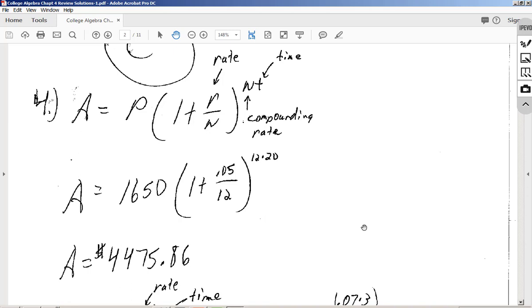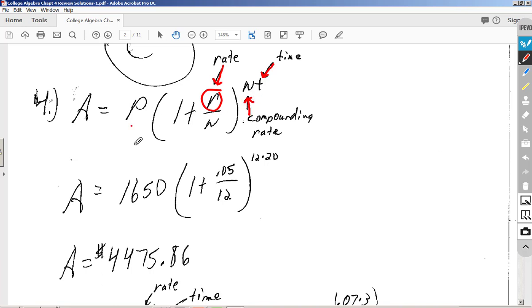So here's a breakdown of our formula. As I look at my formula, I know that this R is going to be my rate. I know that T is going to be my time, and that N is my compounding rate. On this right here, this P is your principal or your amount that you are putting in. So this is your original amount. So when I look at this problem, I need to go ahead and substitute this in.